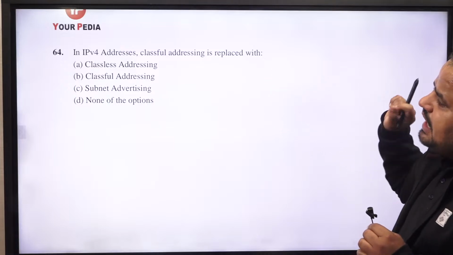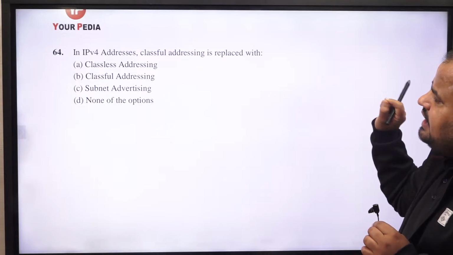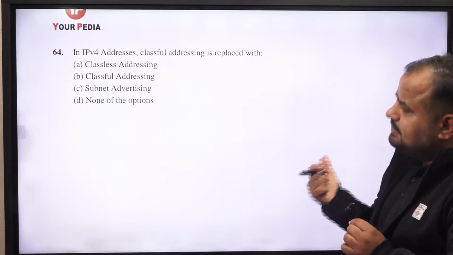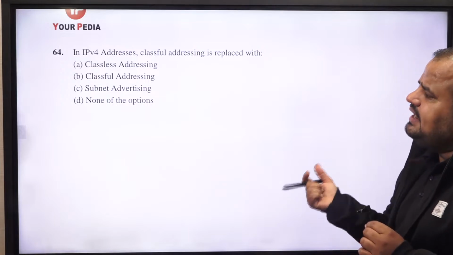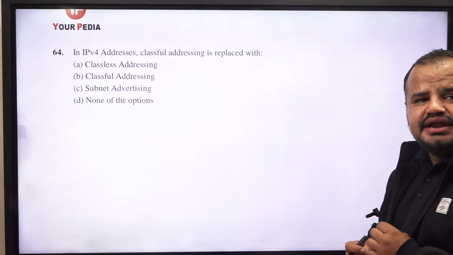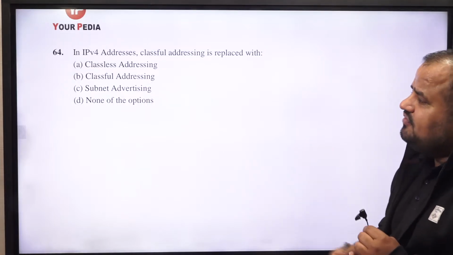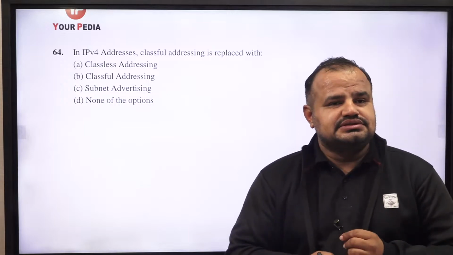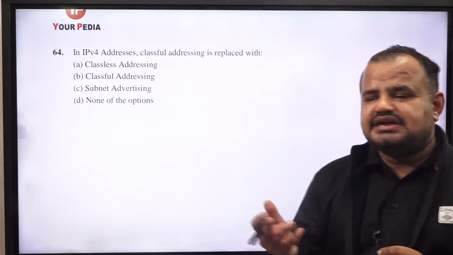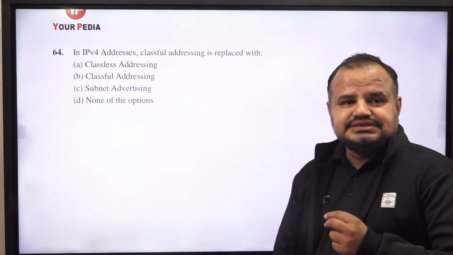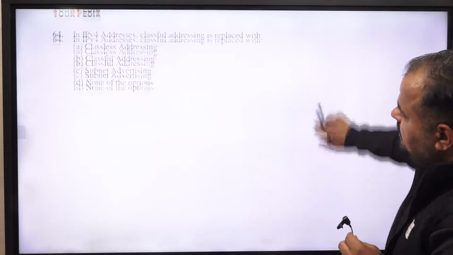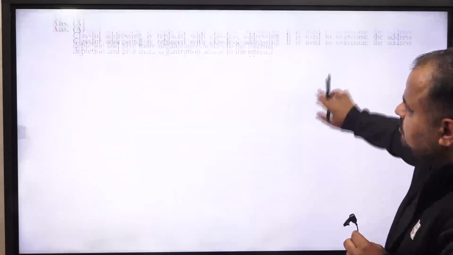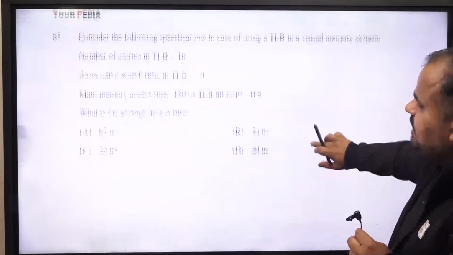Now again, in IPv4 addressing, classful address is replaced with subnet, classful, or classless. What is the right answer? We know that there is a problem in classful addresses, wastage of the IPs. That's why we can go with classless addressing. That's why A is the right option. Moving towards the next problem. Very good, my dear students.